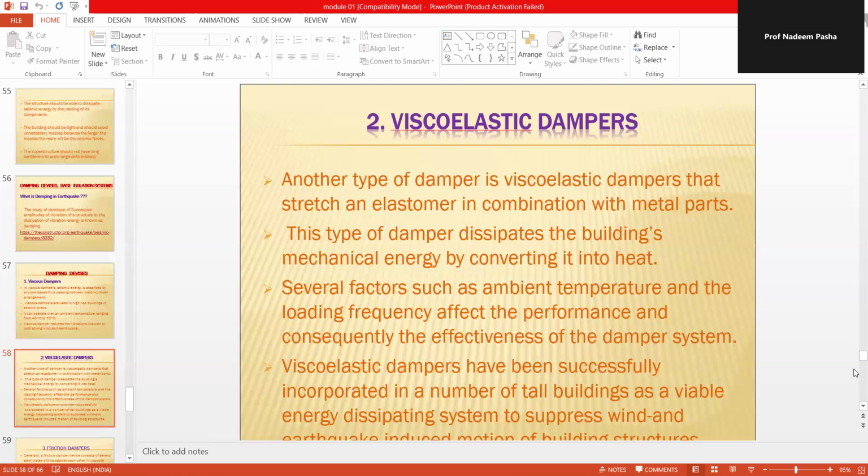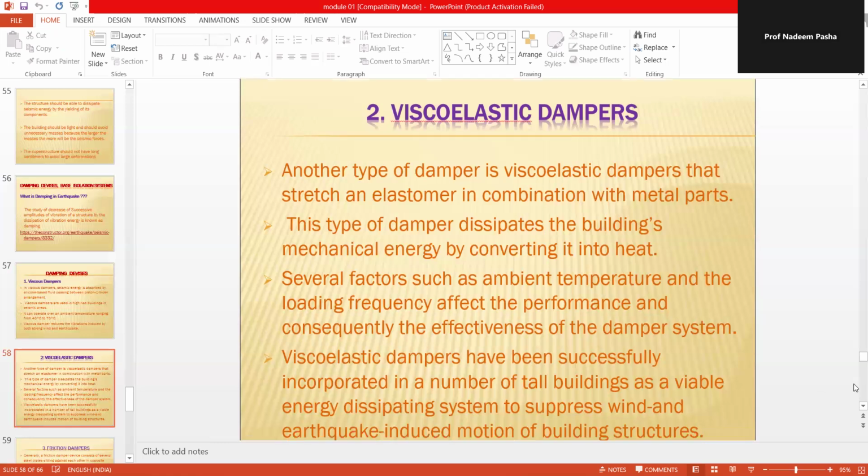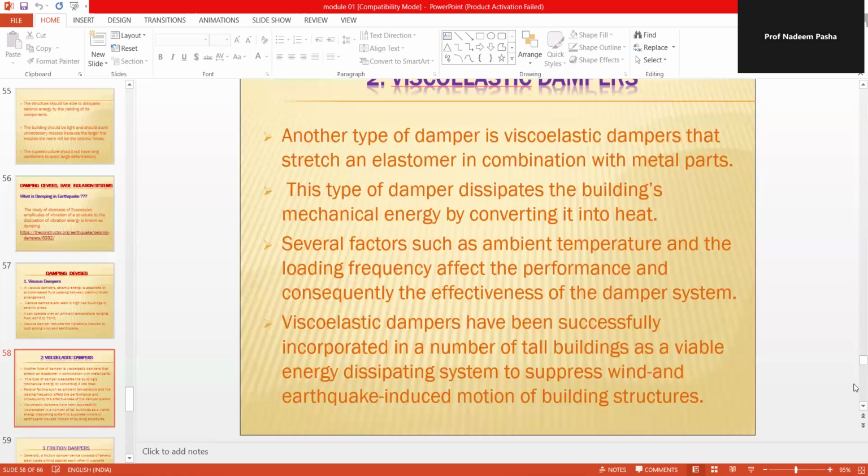These viscoelastic dampers have been successfully incorporated in a number of tall buildings as a viable energy dissipating system to surpass the wind and earthquake induced motion of building structures. Just as viscous dampers are used in high-rise buildings in zones 4 and 5, these viscoelastic dampers have also been successfully incorporated in a number of tall buildings, where energy dissipation takes place and the effect of wind and earthquake induced motion of the building is reduced.